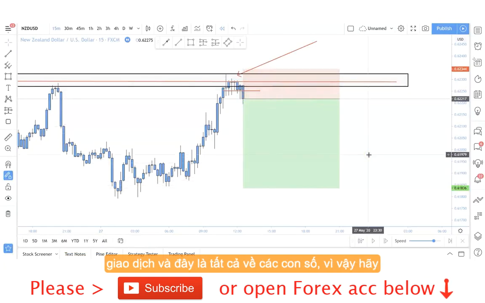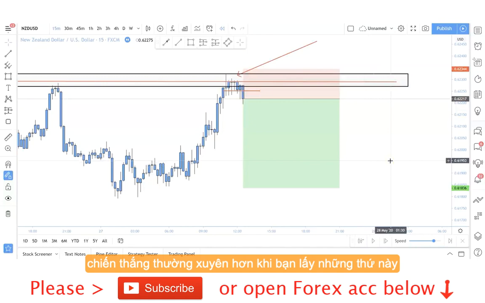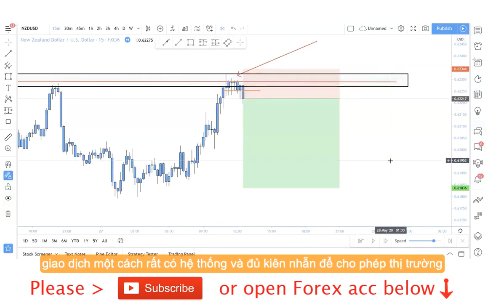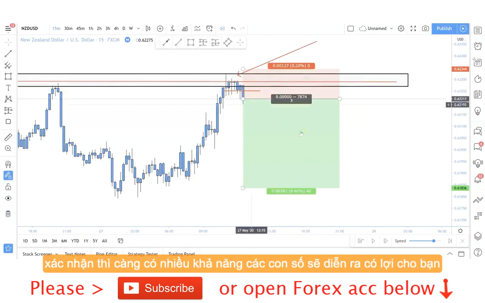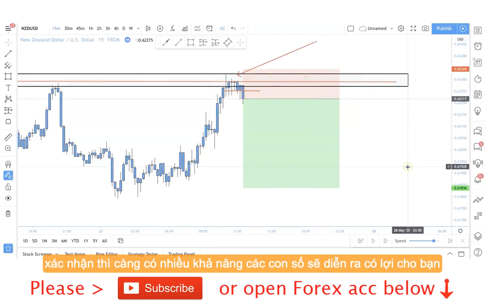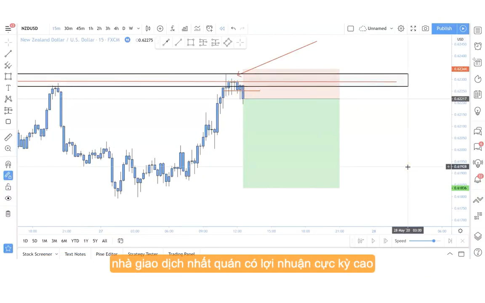And this is all about the numbers. So let me explain this very clearly. Even if this trade does not win, the more often that you take these trades in a very systematic way and are patient enough to allow the market to come back to these levels and wait for this evidence and confirmation, the more likely the numbers are going to play out in your favor in the long run, and the likelihood of you becoming a profitable, consistent trader is extremely, extremely high.